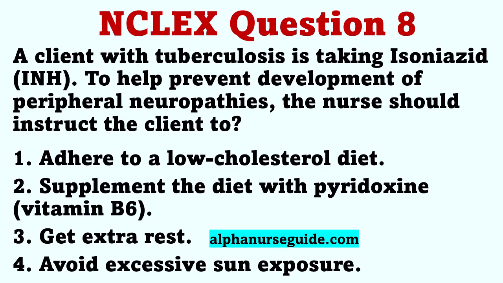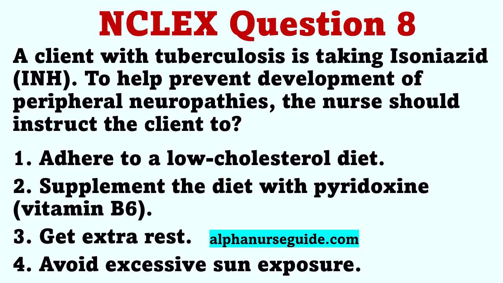A client with tuberculosis is taking isoniazid, INH, to help prevent development of peripheral neuropathies. The nurse should instruct the client to 1. Adhere to a low cholesterol diet. 2. Supplement the diet with pyridoxine. 3. Get extra rest. 4. Avoid excessive sun exposure.